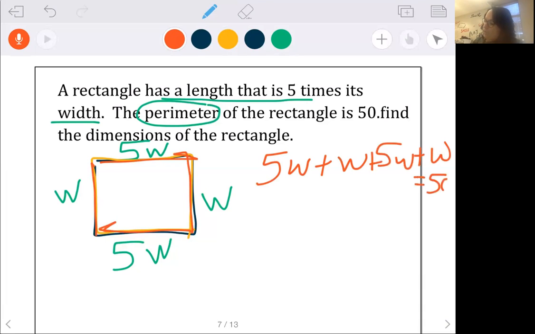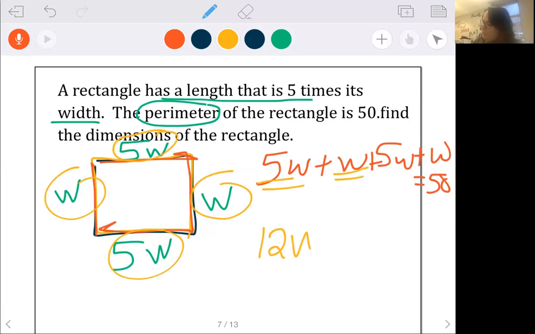These are all like terms up here. I have 5, 6, right? 6 w's and then 6 more w's. I have 12 w's that equal 50. Then I divide both sides by 12. And w would equal 50 twelfths. You could reduce it. You could go decimal, and then your label would be, there are no labels.